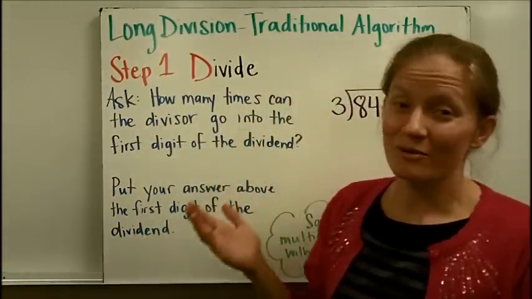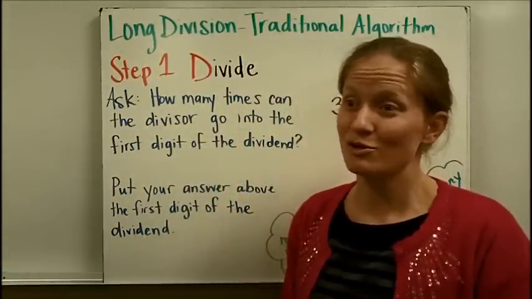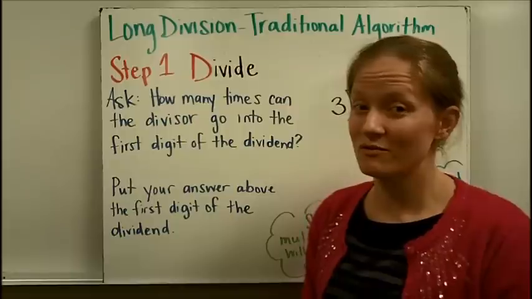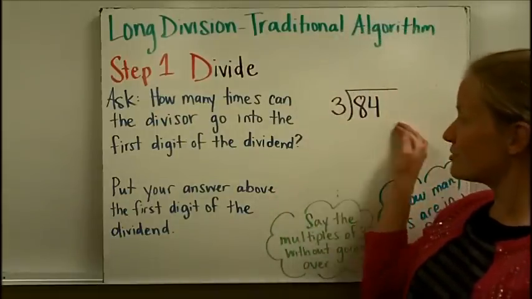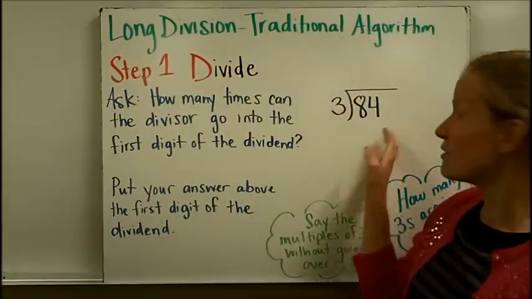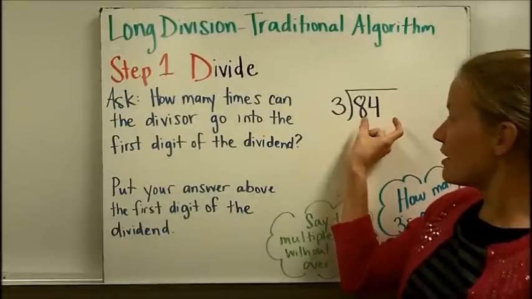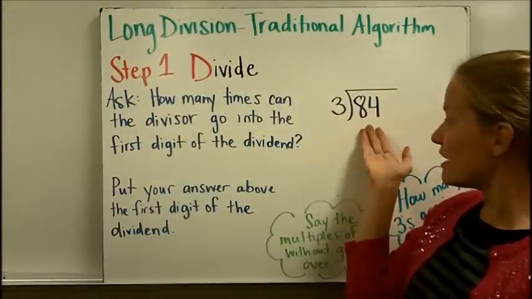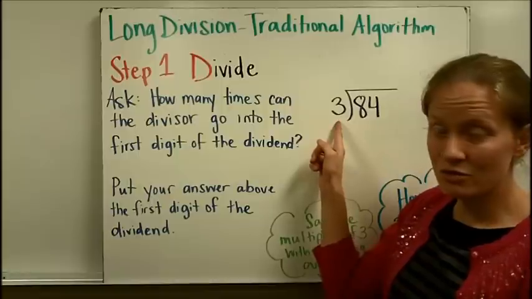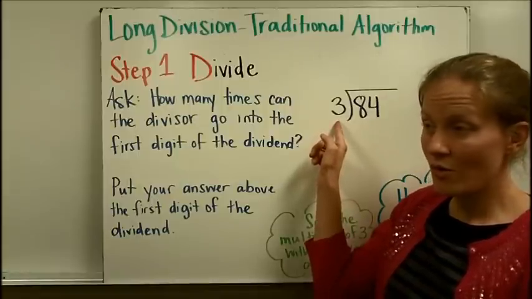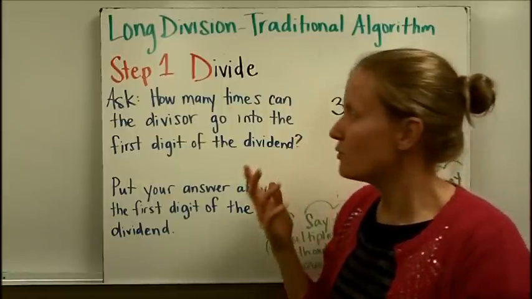And the traditional algorithm is probably the way that your parents learned division, and you might have even learned division this way last year too. So we are looking at this problem, 84 divided by 3. Remember, this is our dividend on the inside. We're starting with 84 of something, and then we can think about either dividing that into 3 groups or into groups of 3. Either one will work.